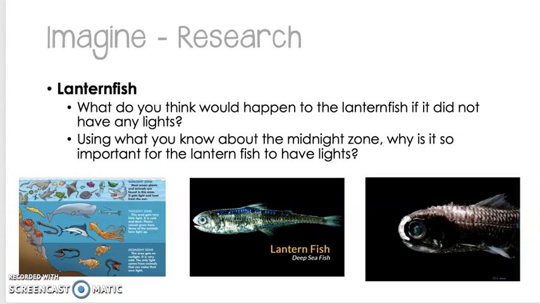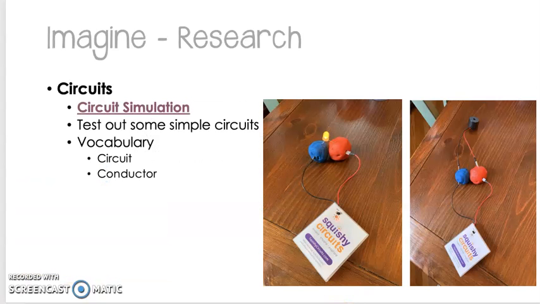So for the imagine or research section, there were two parts to it. The first thing we would need to look at is the lanternfish itself. I would remind them of the zones of the ocean and that the lanternfish lives down here in the midnight zone. And I would ask them, using what you know about the midnight zone, why is it so important for the lanternfish to have lights? I would show them pictures of real lanternfish because the book has just an illustration, not a real photograph. And I would also ask them, what do you think would happen to the lanternfish if it did not have any lights?